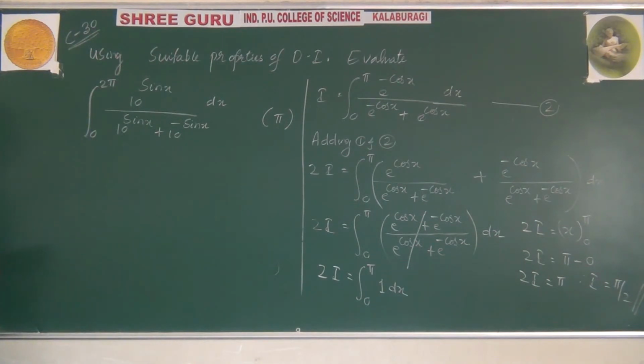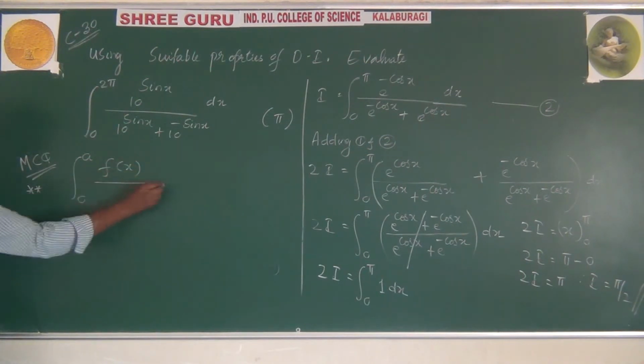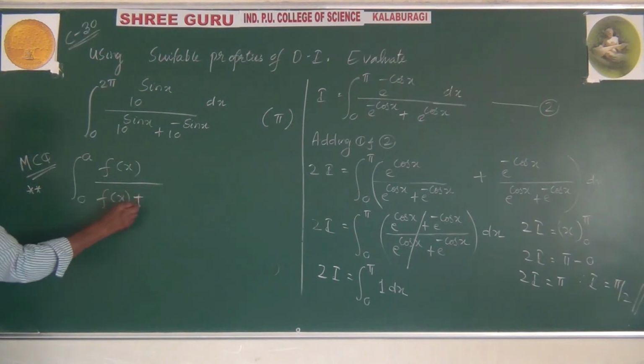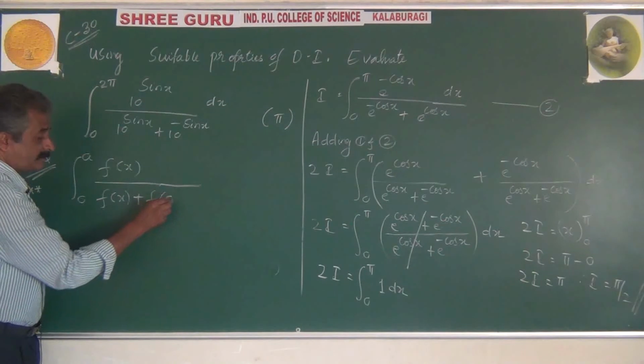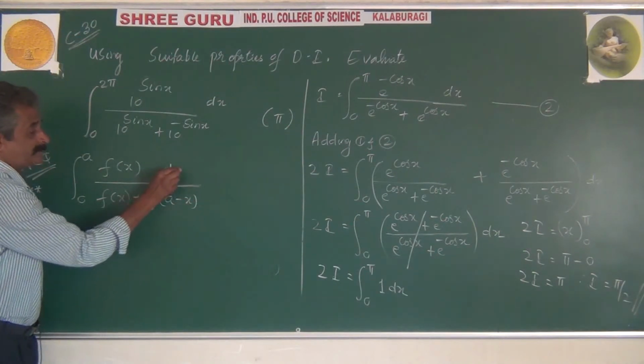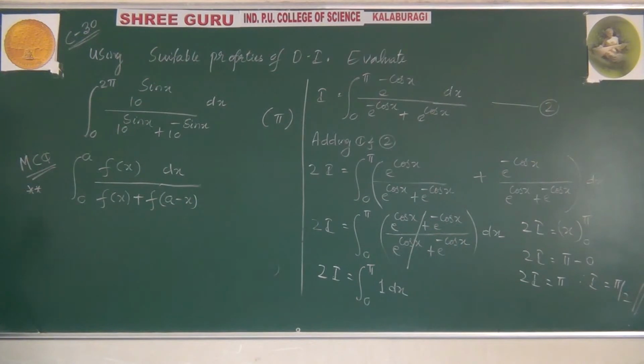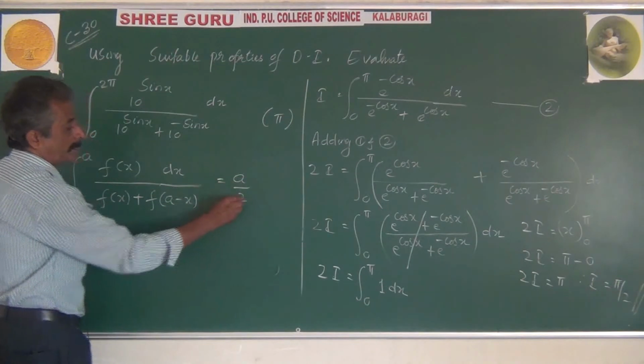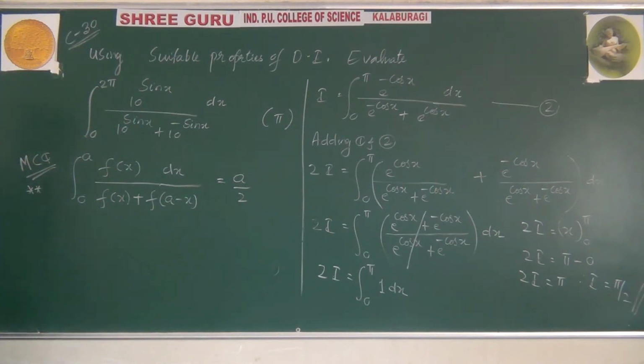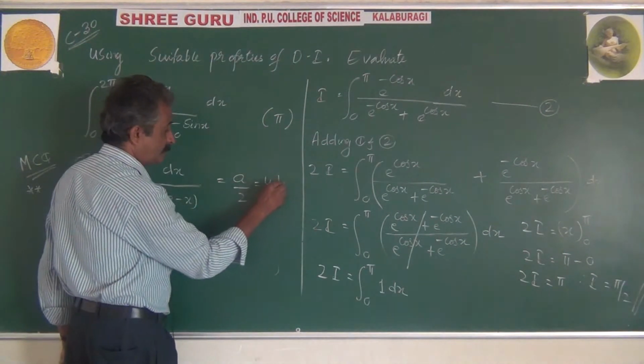And one shortcut method, remember for MCQ. I already gave some shortcut methods, this also you add to your memory. Integration 0 to a, this is a time saving result, shortcut method. Integration 0 to a, f of x divided by f of x plus f of a minus x. But this shortcut method you have to use only in MCQ examination, not in theory exam. Valid only for MCQ exam. Answer is a divided by 2, means upper limit by 2.